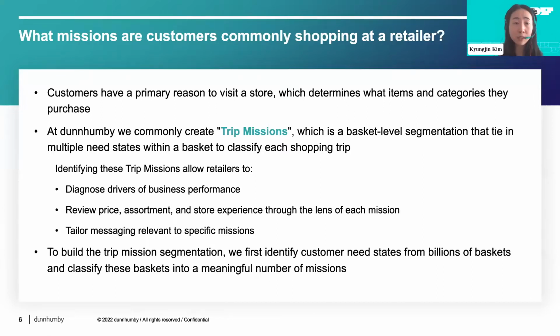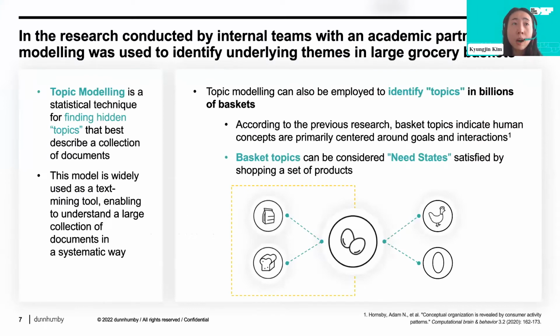To build trip mission segmentation, we first identify what different need states customers have because we see missions to be accomplished by fulfilling different need states. And then we classify baskets into meaningful number of missions using need states data. At dunnhumby, we have used topic modeling as a way of identifying underlying themes in large grocery baskets.